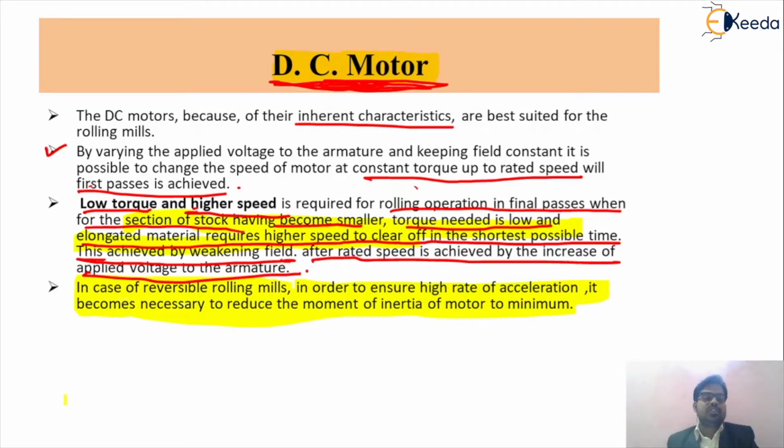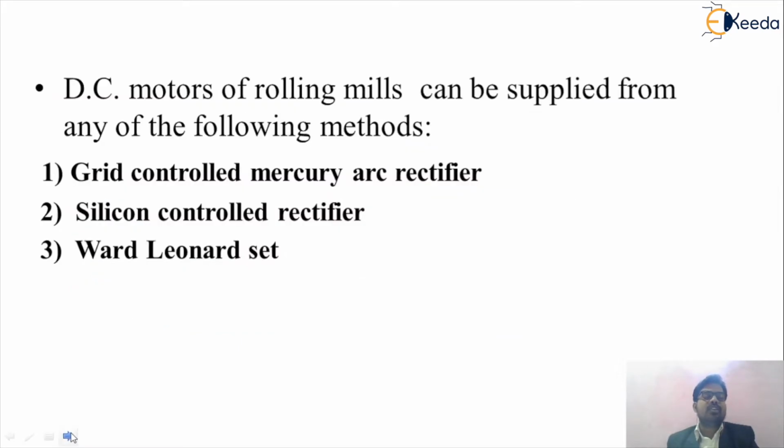Now we can understand the different types of power modulators or drive systems that we prefer for the different types of DC motors available for the rolling mill. So friends, as we have seen, DC motors of rolling mills can be supplied by any of the following methods.